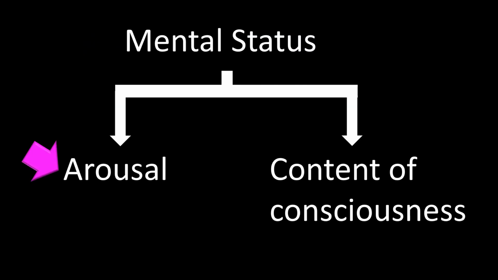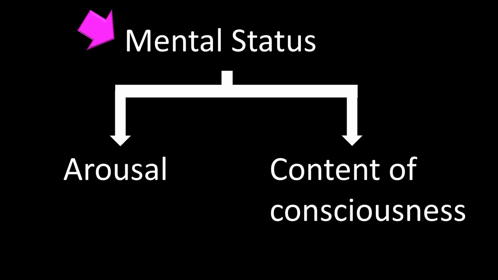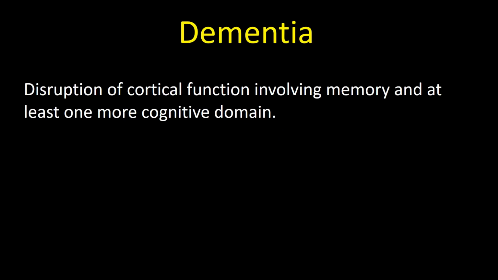The conditions we have been talking about so far have dealt with arousal problems. Dementia, on the other hand, is also a problem with mental status, but not with arousal. Dementia implies a content of consciousness alteration. The altered content of consciousness in dementia patients is manifested by a disruption of cortical function involving memory and at least one or more cognitive domains.